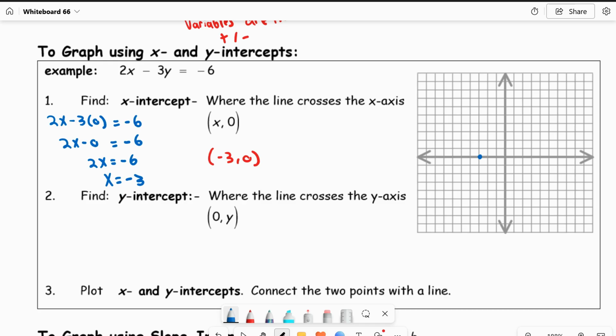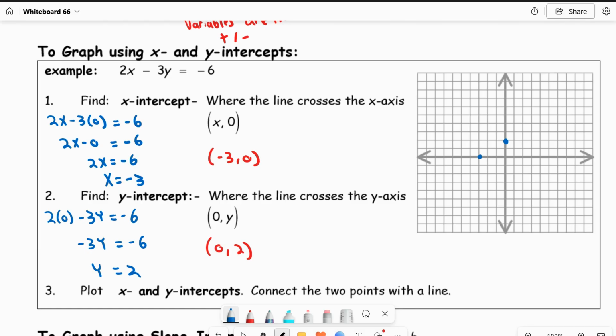Same exact concept with the y-intercept, except this time we are going to substitute a 0 in for x. So this gives me 2 times 0 minus 3y equals negative 6. Once again, this would simplify to 3y equals negative 6, which is y equals positive 2. So my y-intercept for this case would be 0, positive 2. Now I can go ahead and graph that point as well.